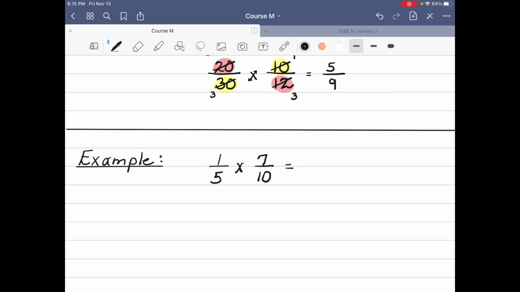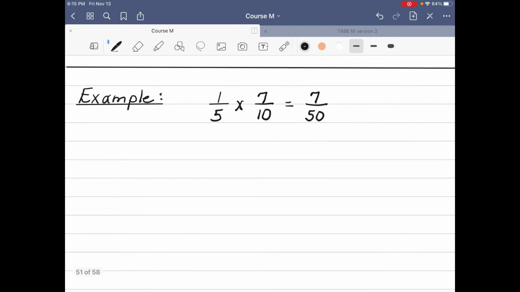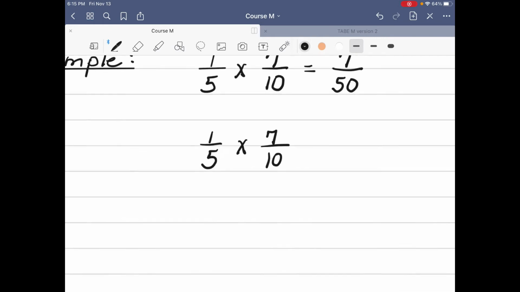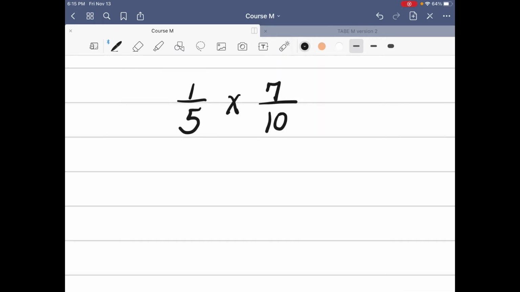1 times 7 is 7. 5 times 10 is 50, and that is lowest terms. It will not simplify. So that tells me that it could not cancel either. But let's look at this both ways, just so you know what I'm talking about. So I have a 5 and a 7, and there's nothing that will divide those two.